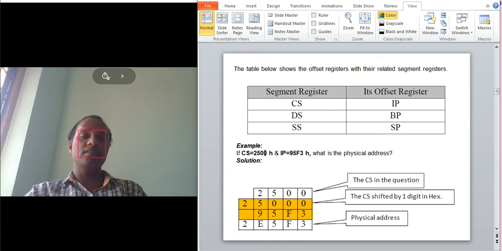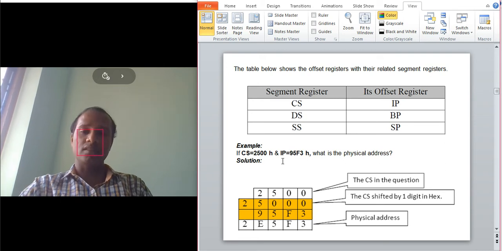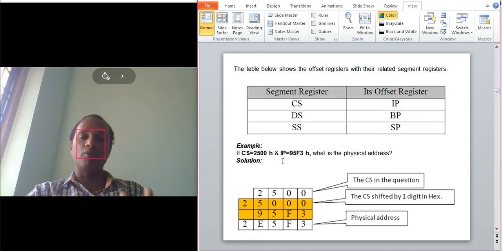Now I'll take one example here. In order to calculate the code segment memory physical address, I am going to take CS as well as IP. If you want to go for the physical address calculation of code segment memory, we have to take these two, right? Generally, for physical address calculations, we will follow four steps.